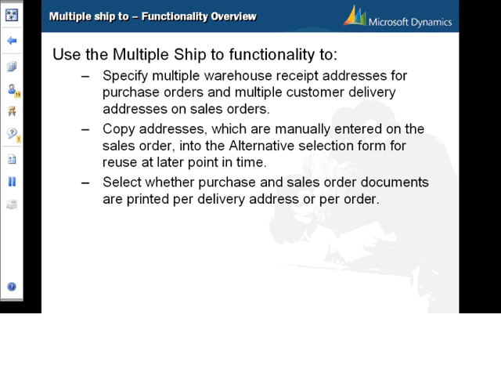The multiple ship to functionality enables users to specify the delivery address per order line instead of only according to the order header, as was the case in previous versions of Dynamics AX. Use the multiple ship to functionality to specify multiple receipt addresses for purchase orders and multiple customer delivery addresses on sales orders.